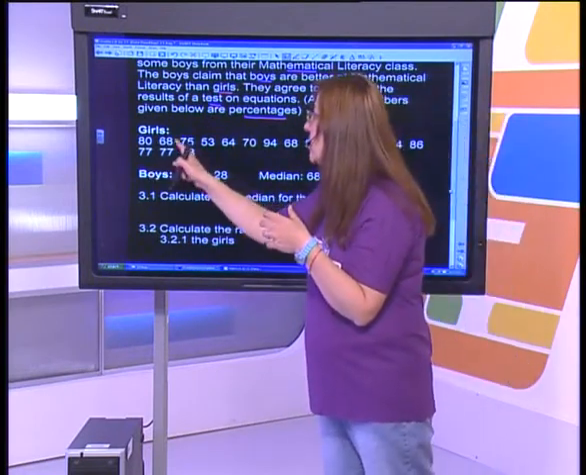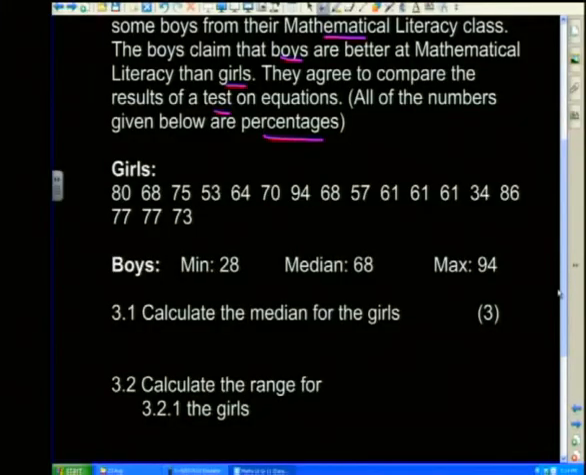And if we count these, we've got 2, 4, 6, 8, 10, 12, 14, 16, 17 girls. So we've got 17 values. The boys, on the other hand, it tells us we've got our minimum, we've got our median. So our minimum was 28, that's our lowest mark. Median was 68, and the maximum was 94.